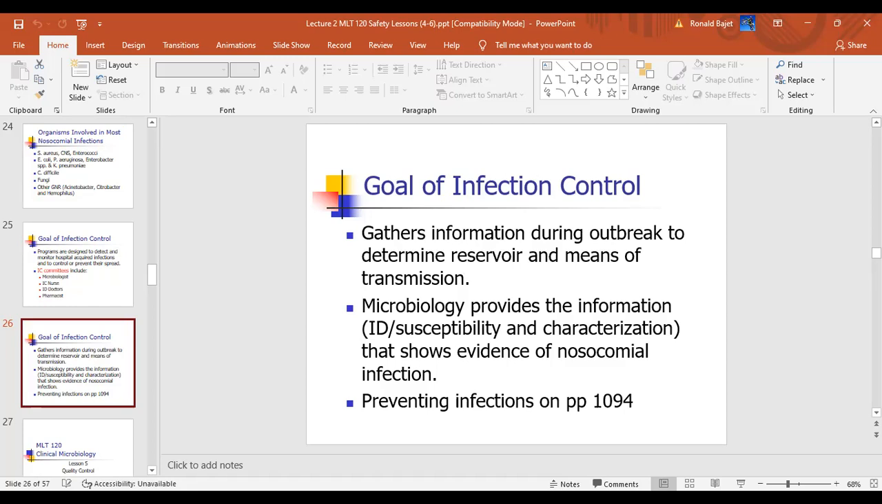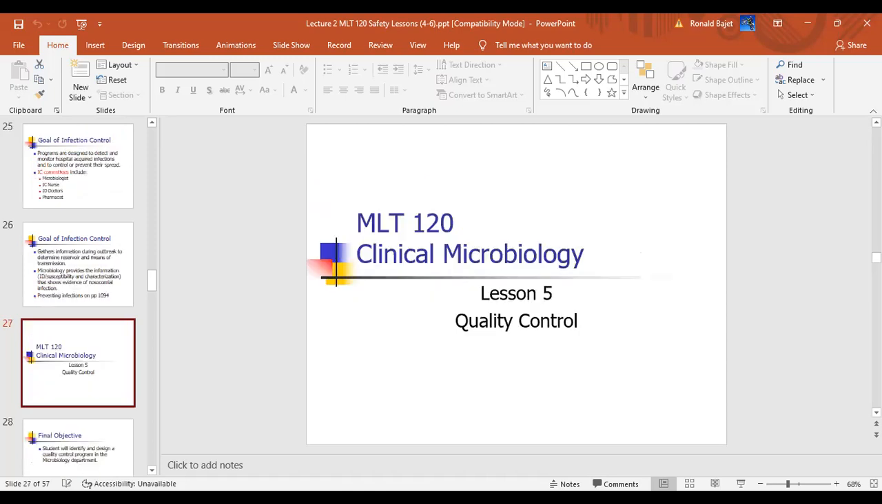It's important to know death rates and how the population is affected during any kind of outbreak, like a pandemic or epidemic. Microbiology provides information, ID, sensitivity, and characterization that shows evidence of nosocomial infection. And then more on preventing infections on page 1094.